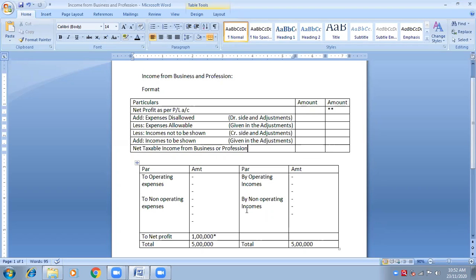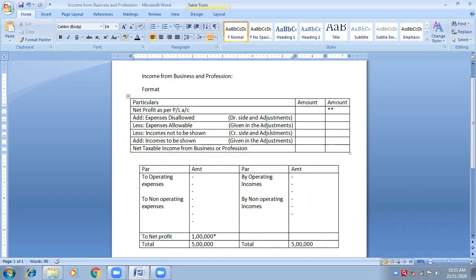So those things are added. To remove things that have been added, we will deduct. See how simple it is to understand what to add and what to deduct. So here, less incomes not to be shown. And where will it be given? It will be given on the credit side. Incomes are always on the credit side.